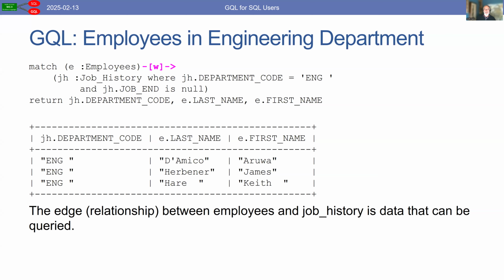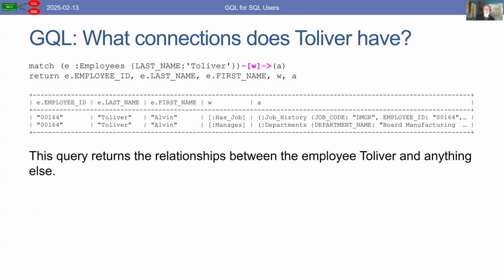So this allows me to go to job history, employees connected with job history, where the department code is equal to ENG and job end is null. And then I'm going to return the department code, the last name, and the first name. So the edge, the relationship between employees and job history is data that can be queried as opposed to something that I have to know the details of as I do in SQL.